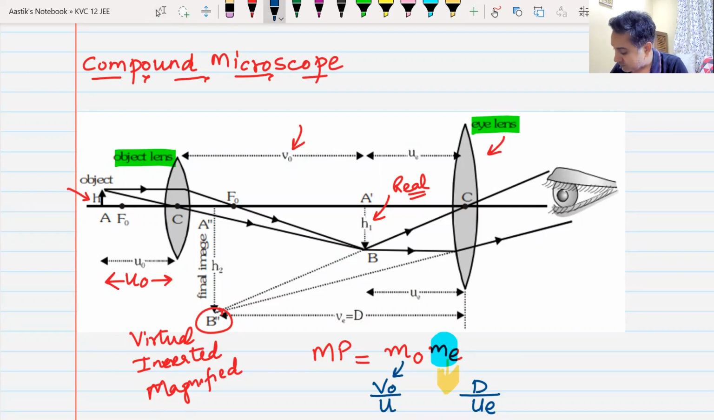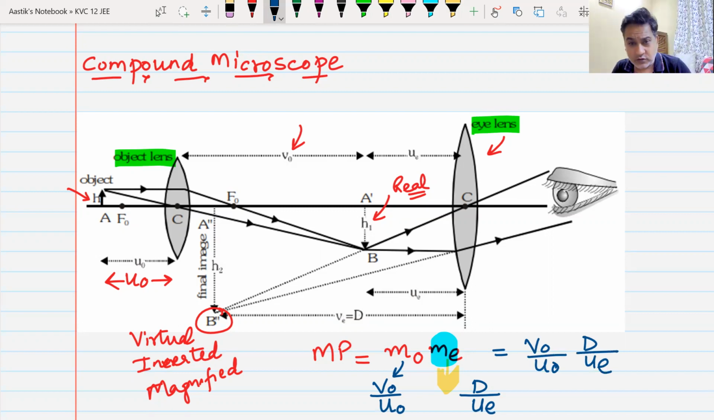So this is how I remember it. VO divided by UO. That is how I remember it, and that is how I will ask you to remember it. So the formula for this instrument's magnifying power becomes VO divided by UO multiplied by D divided by UE. That is how I remember it.